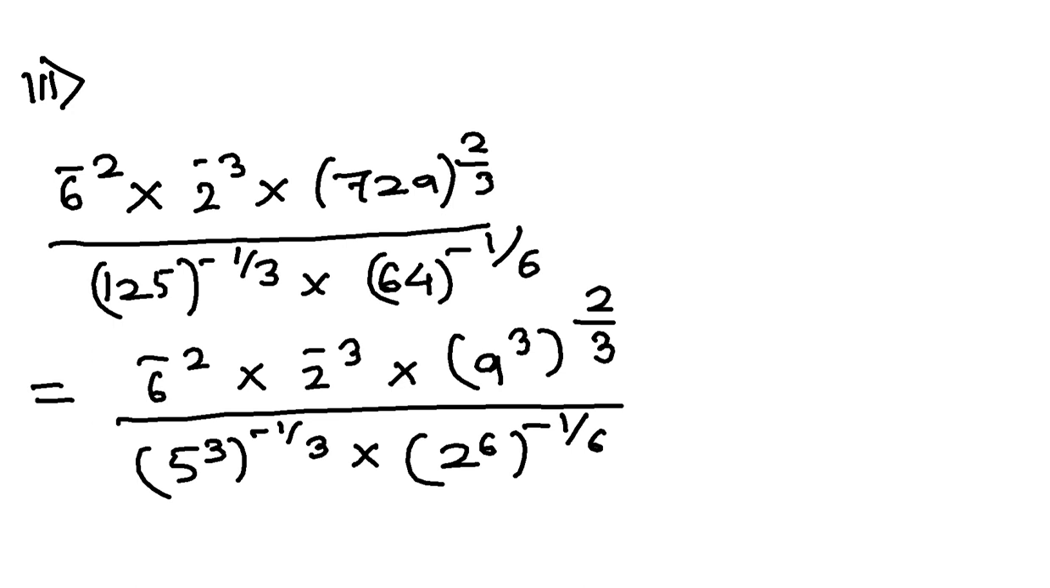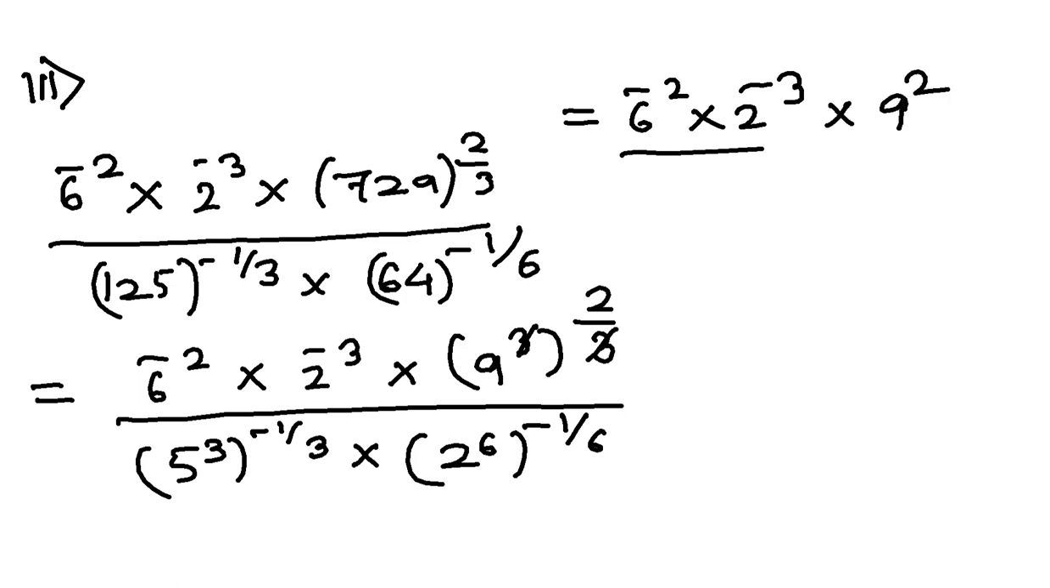So yeah, how to know, suppose 729 is 9 cube. This is up to practice. The more you practice, the faster you will be able to do calculations like me. So this will give you 6 to the power minus 2 into 2 to the power minus 3. This 3 and 3 cancelled. Yet what remains is 9 square divided by yet 3 and 3 cancel. 5 to the power minus 1 into 6 and 6 cancelled over here. 2 to the power minus 1.